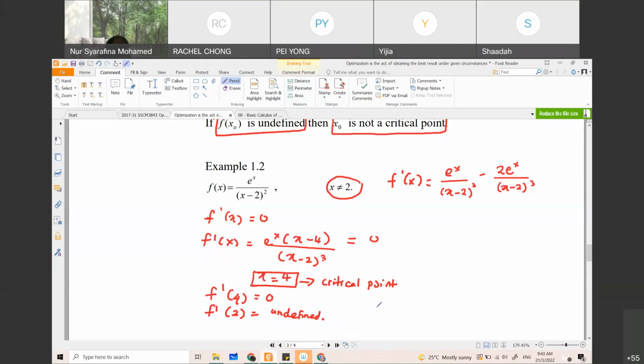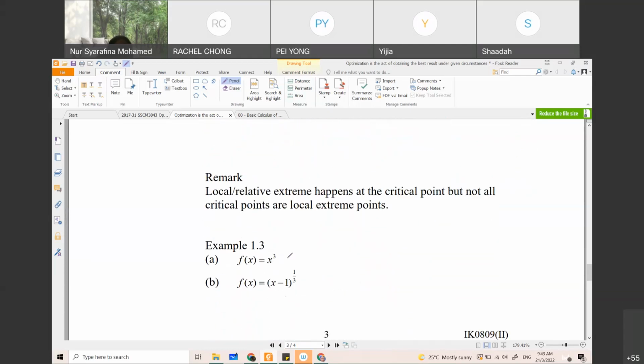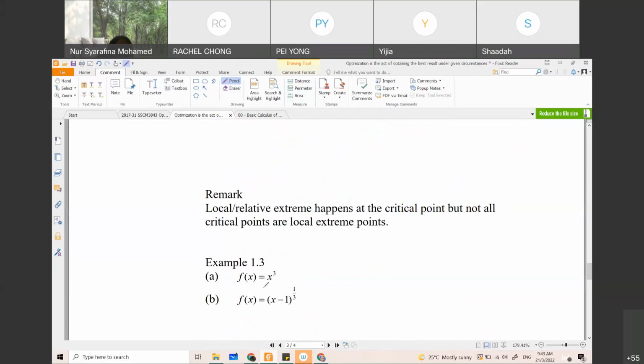Okay, and then these are the examples. You can find the critical point. Just find f prime x, equate it to 0, and then you can obtain the critical points. Okay, easy.